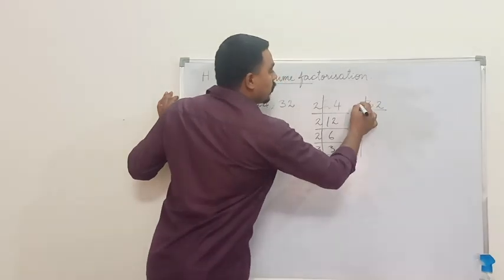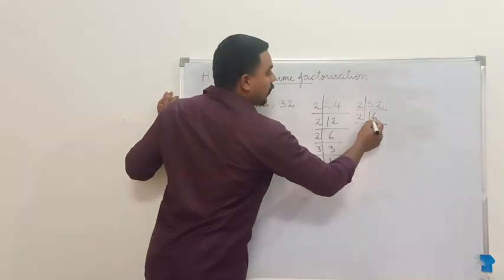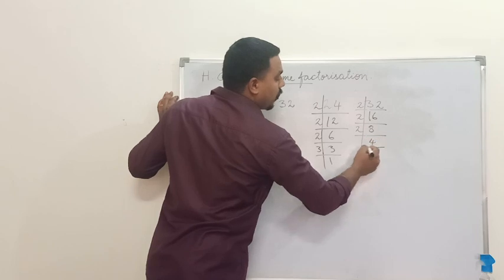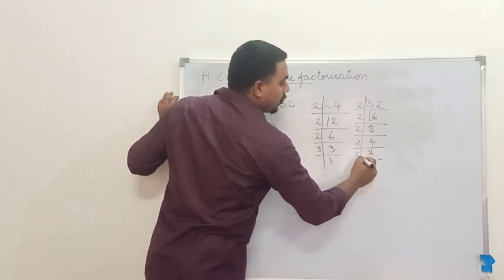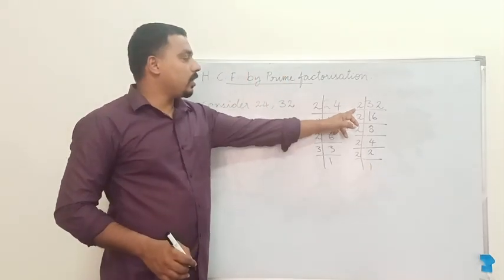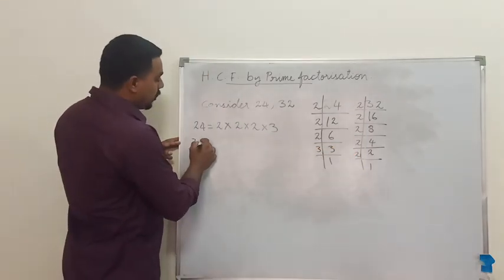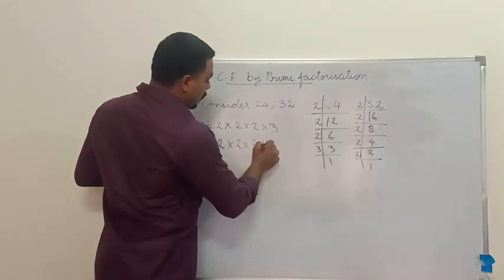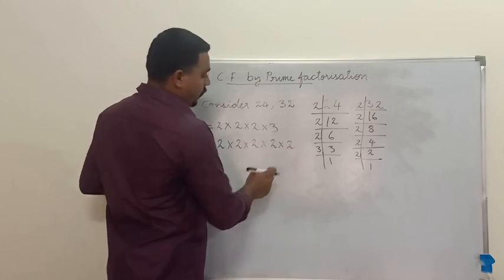Okay. Next, find the prime factorization of 32. 32 divided by 2 is equal to how much? 16. 16 divided by 2 is equal to 8. 8 divided by 2 is equal to 4. 4 divided by 2 is equal to 2. And 2 divided by 2 is equal to 1. Okay, how many numbers are there? 1, 2, 3, 4, 5. 5 2's are there, right? So 32 is equal to 2 into 2 into 2 into 2 into 2.